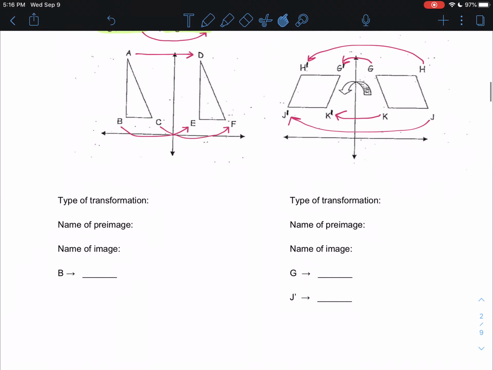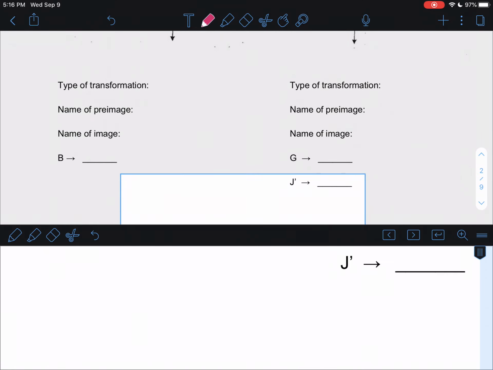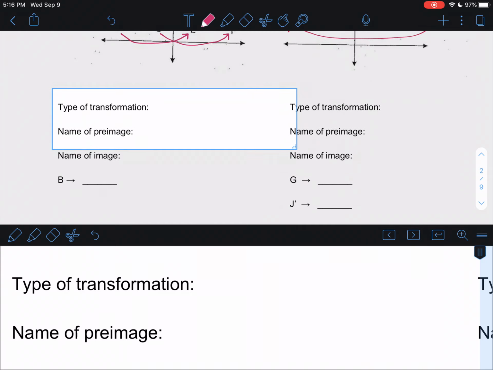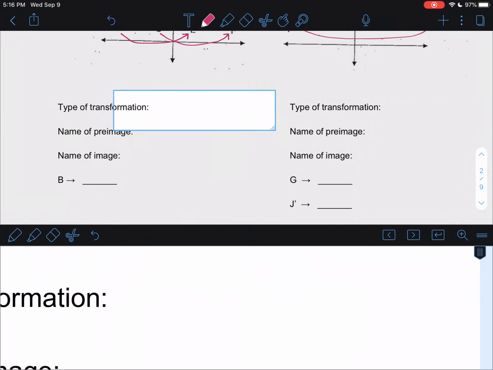What else do we have? Oh, and I didn't even see this part down here. So this type of transformation, we said it was a translation.